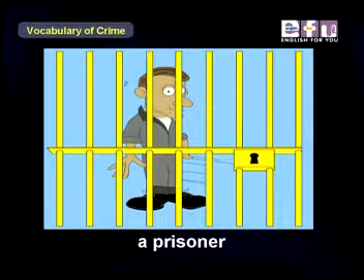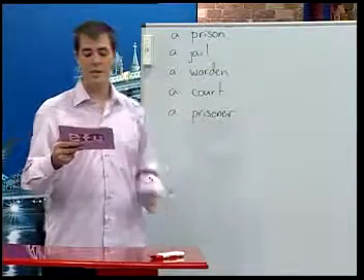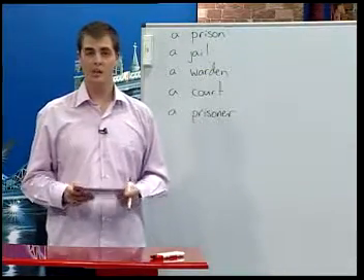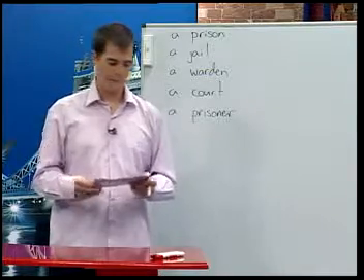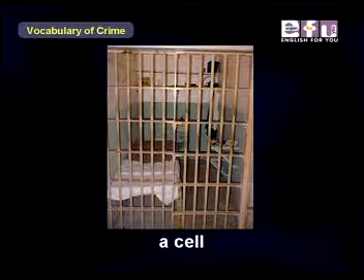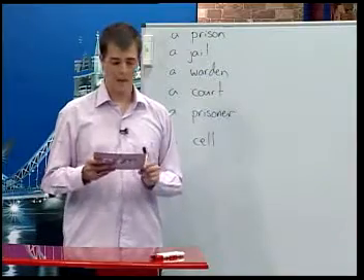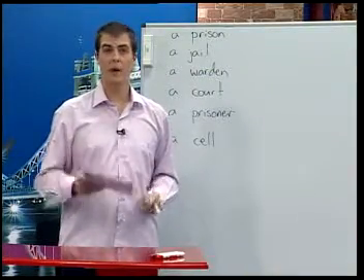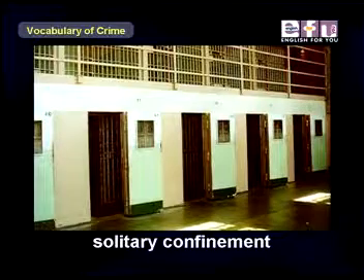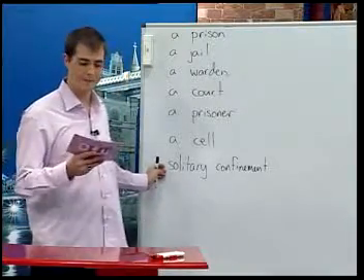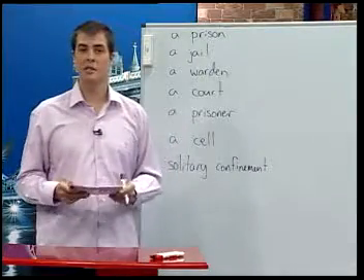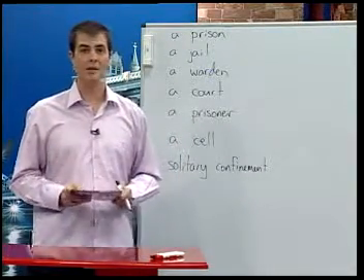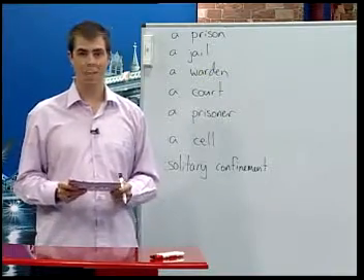Now we have a prisoner. A prisoner is someone who's kept in a prison or a jail as punishment for a crime. Okay, a cell. A cell is a small room in a prison where a prisoner sleeps. Next we have solitary confinement. It's an additional punishment for a prisoner. This means that the prisoner is kept alone and is not allowed to see anyone.